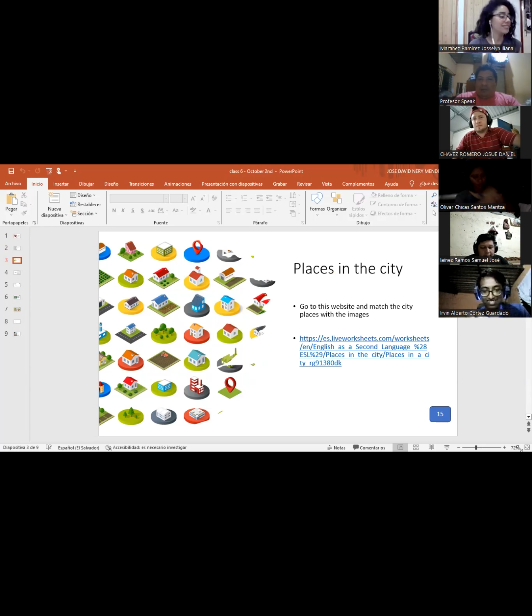Hospital. Good. Vamos con el más fácil. How do you say carnicería in English? Aeropuerto. Airport. Restaurante. Restaurant. Iglesia. Church. Church. Church. Estación de bus. Bus station.